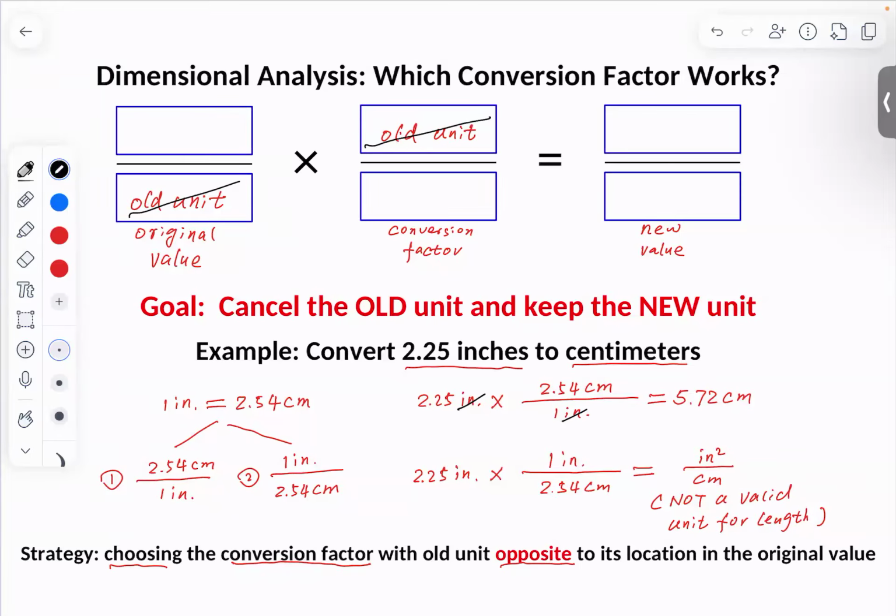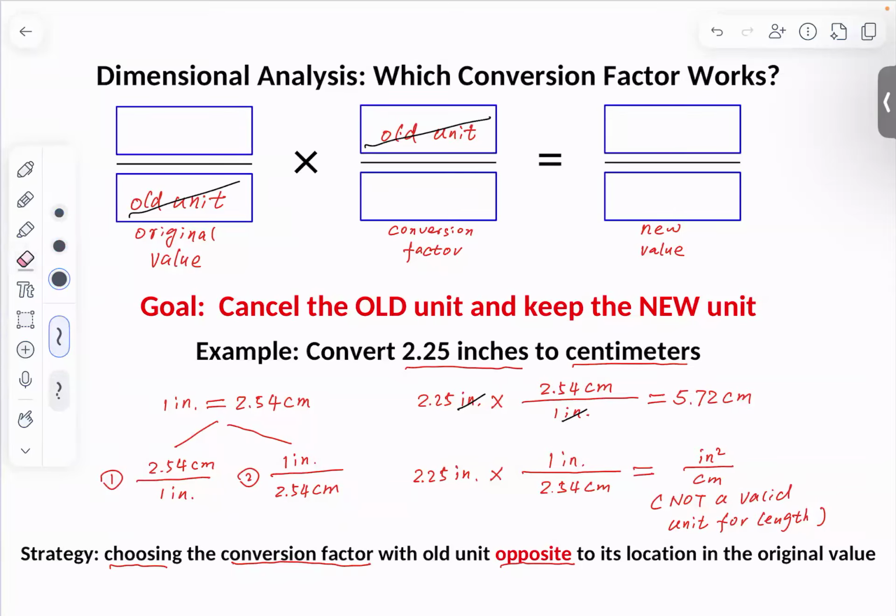Finally, there is also a useful tip for beginners. If the original value is not a fraction, you can place the value over 1 because any value divided by 1 remains unchanged. This can help you identify the position of the old unit more easily.